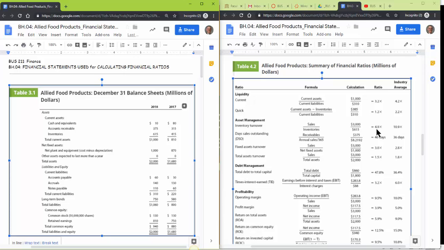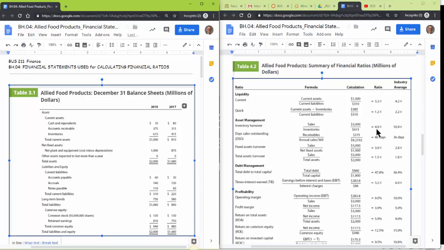To look at this a different way, let's take the 4.9 times restocking and divide that into the number of days in a year, 365. So 365 divided by 4.9, that means the company takes about 75 days to sell and restock its inventory. 75 days is about 2.5 months.